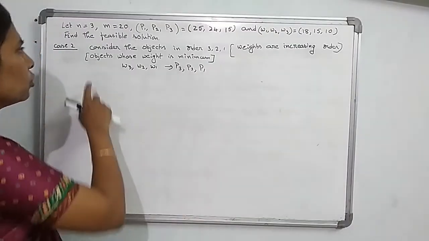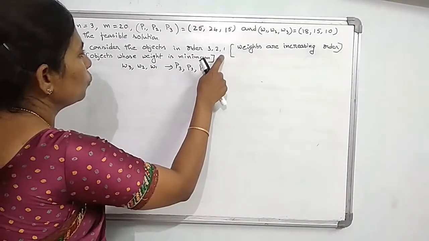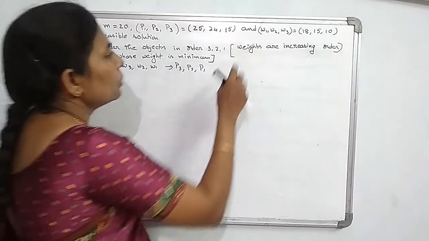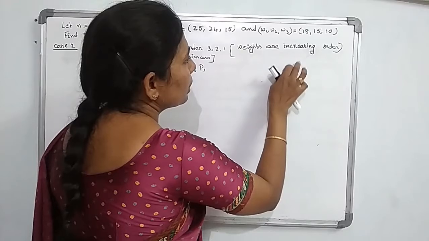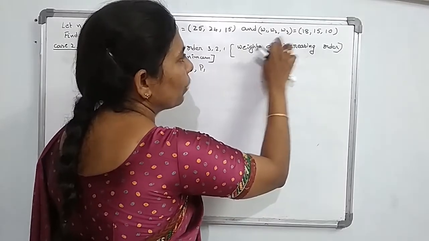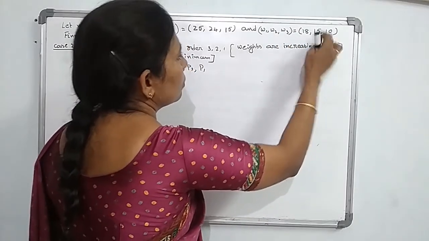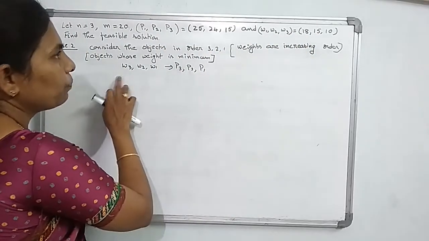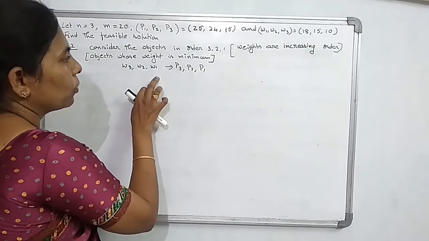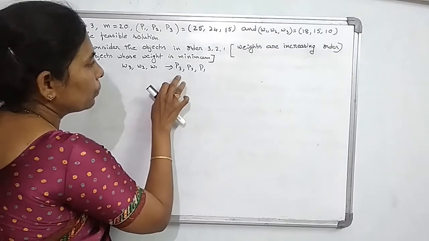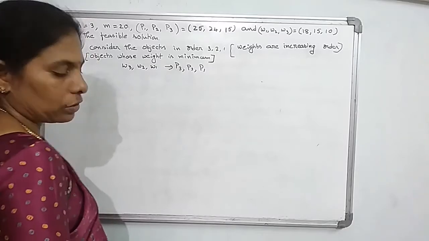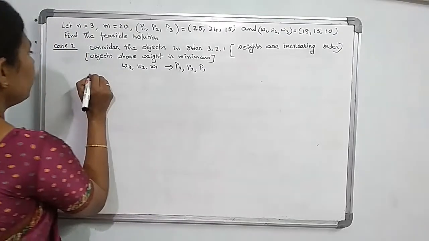Case 2. Case 2 considers the objects in order 3, 2, 1. That means whose objects are minimum. In that we will consider the weights in increasing order, but in the given problem the weights are in decreasing order. So if you take the weights in increasing order, you have W3, W2, W1. Depending on that, you have the profits P3, P2, P1. Then first we will discuss what the xi values are. So first you can take the x3 value.